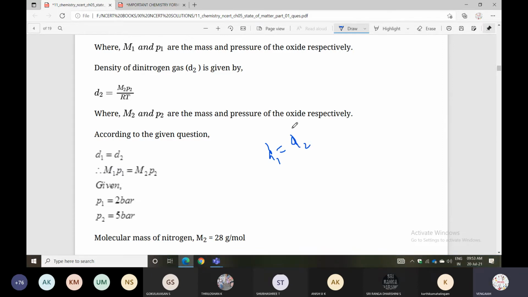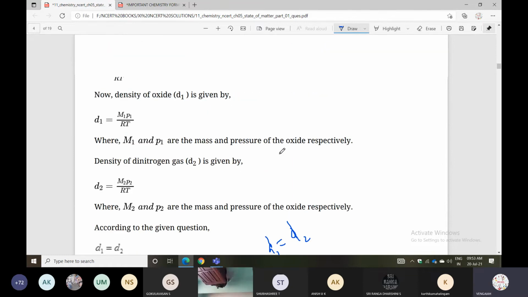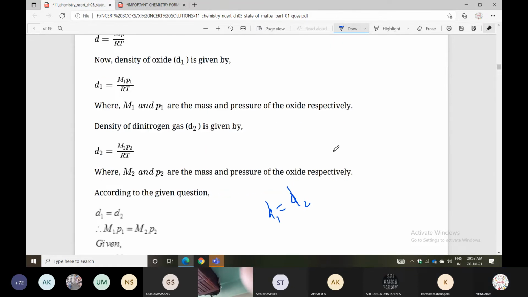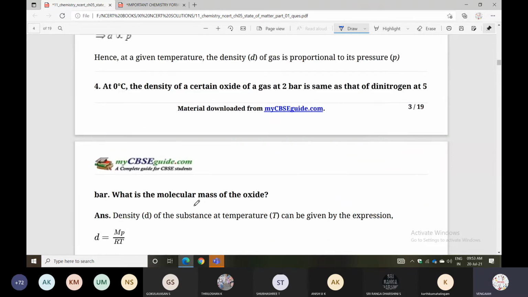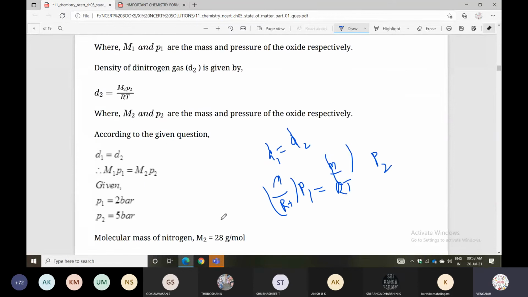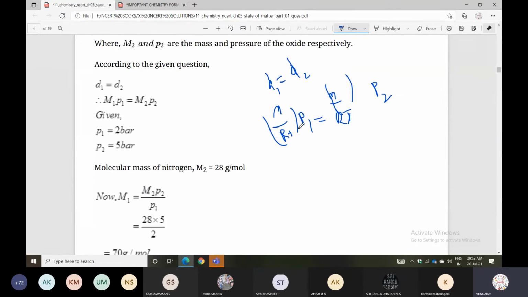D1 is nothing but mass by RT into P1, and similarly D2 is mass by RT into P2. Okay? The question gives a constant temperature of 0 degree centigrade. The temperature is constant, and R, the gas constant, also cancels out.